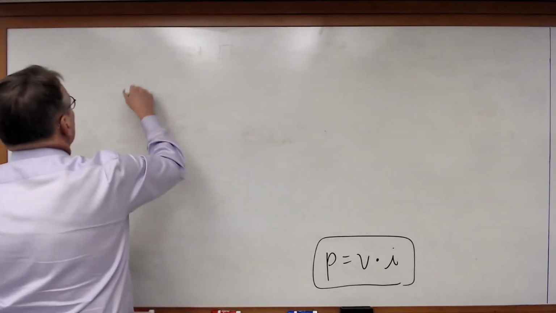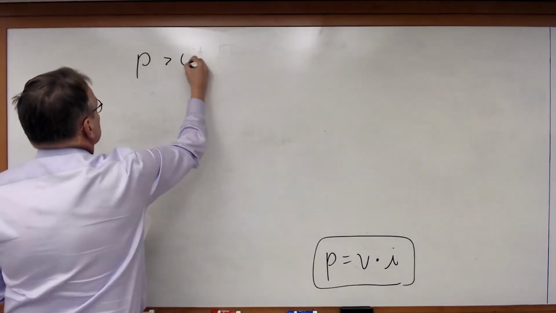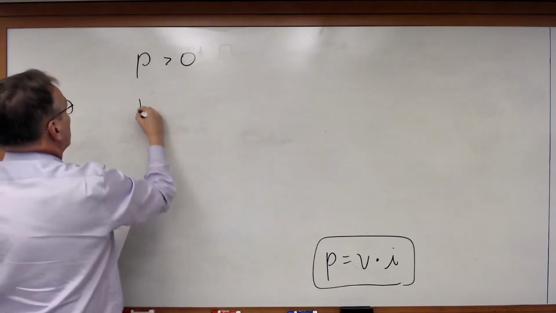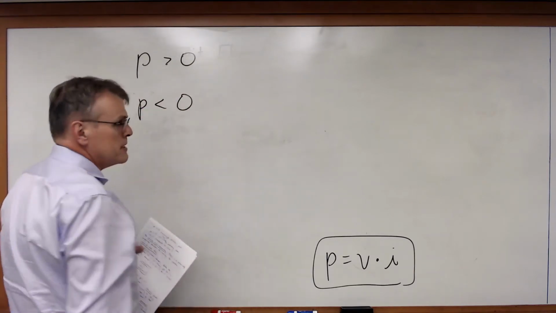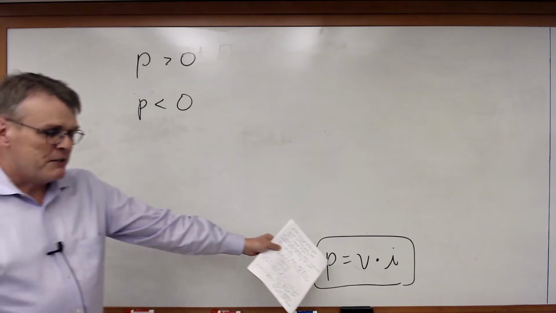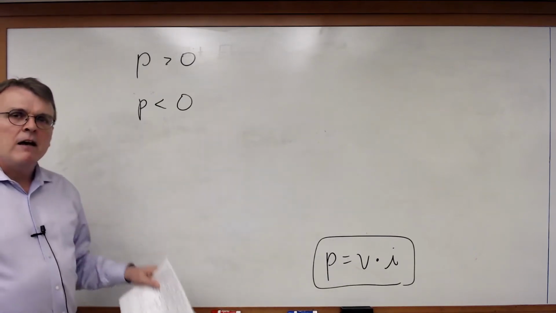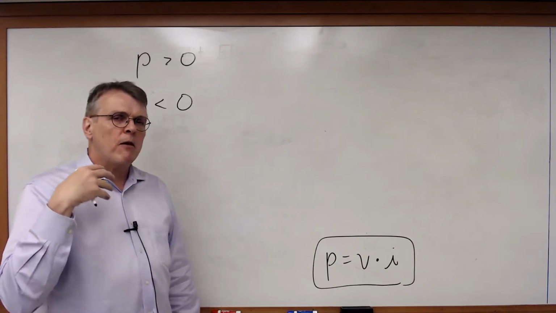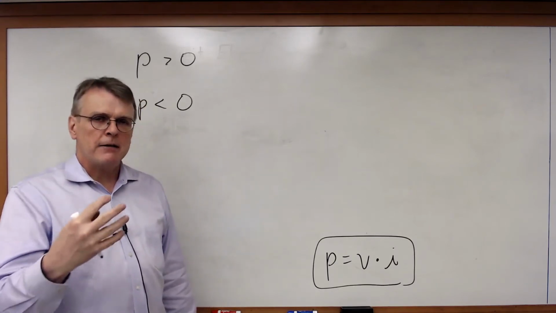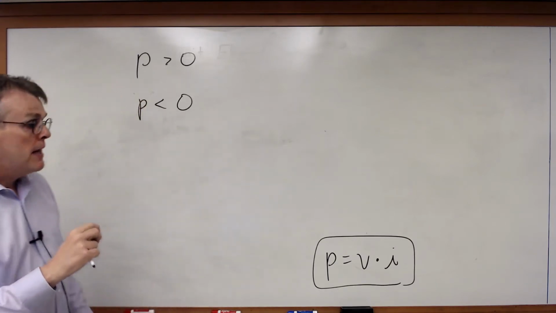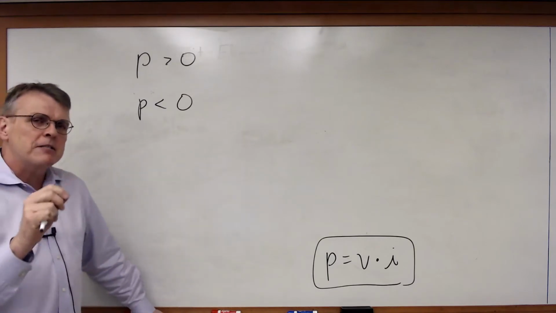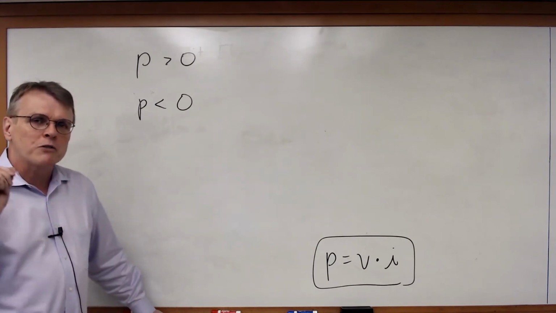So power can be greater than 0. Power can be less than 0, depending upon those quantities. What does that mean? Well, when you have either positive or negative power in an ideal circuit element, it means that the element is either absorbing power or generating power.